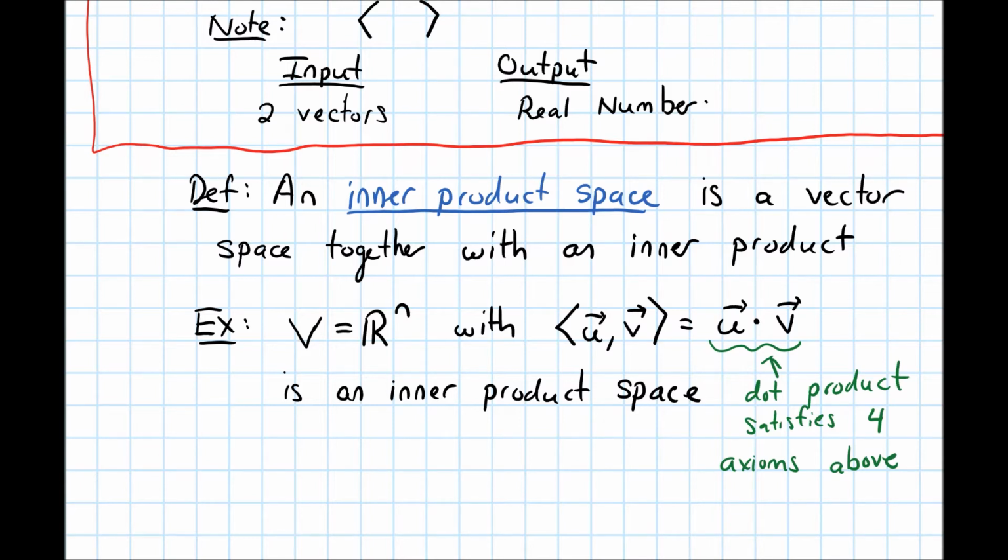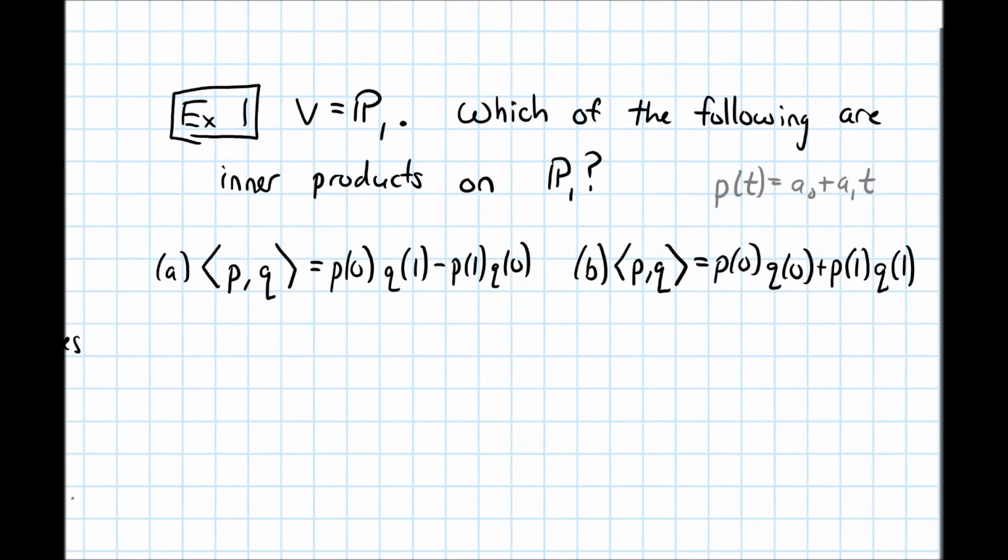So next, let's look at an example. So here is our first example. So let's let V, our vector space, be P1. So this is all polynomials of degree at most 1. And I want to identify which of the following are inner products on P1. Okay, so because we're talking about polynomials of degree at most 1, our polynomials will have this form. We'll have some constant term, a0 plus a1t. So a1 being some other real number, and then t being our variable.